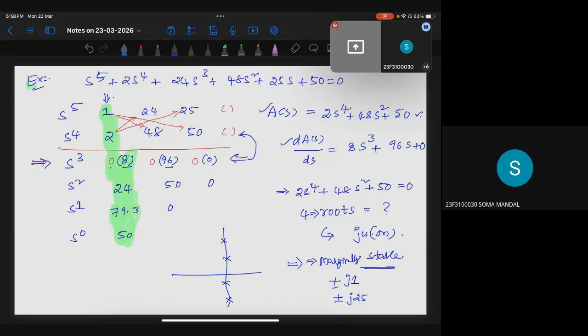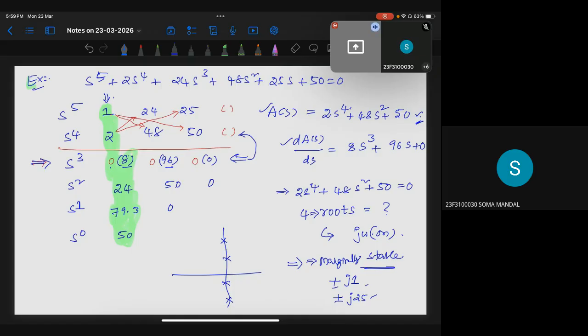Here the roots are plus minus j1 and plus minus j25. If the four roots are the same on the imaginary axis, say plus minus j1 two times, they will still be on the j omega axis only. So only these four poles are on the axis; the rest of the poles will be on the left hand side only.